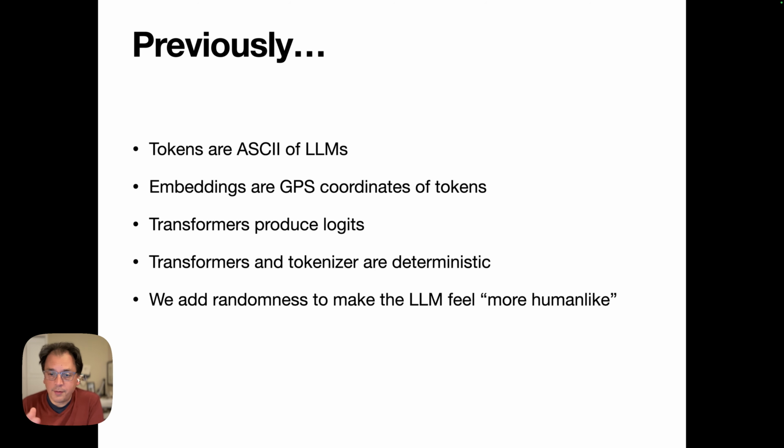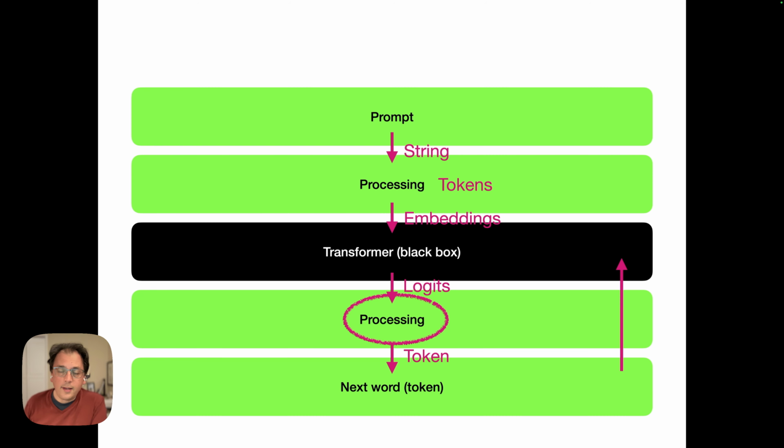So far, in all the previous videos, everything was deterministic. In this video, we're going to add the non-deterministic, random part. The way we describe LLMs is that we assume the transformer is a black box. We have some processing before the transformer and after the transformer. Out of the transformer comes an array of logits, and we're going to process that in a way that produces a next token.